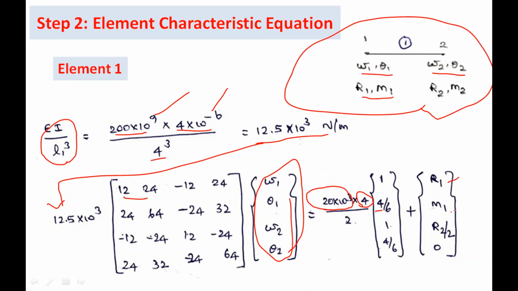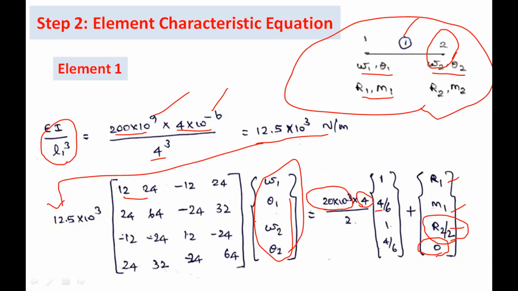These boundary terms R1, M1. Here R2 by 2, 0. So why R2 by 2? Because node 2 is a common node between element 1 and element 2. That is why the reaction force at node 2 is divided by 2 here. Similarly, when we write the second element characteristic equation, this reaction R2 will be R2 by 2, like that we will write it here. Because it is a roller support, no reaction moment will be there. That is why we are putting 0 here. So R2 by 2, 0.